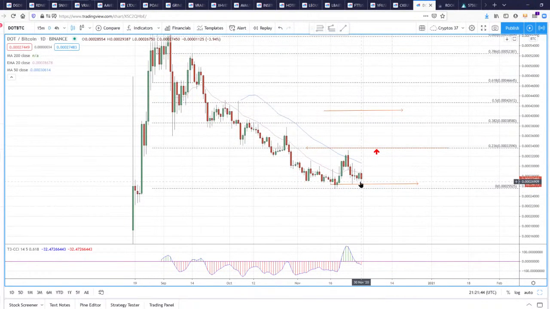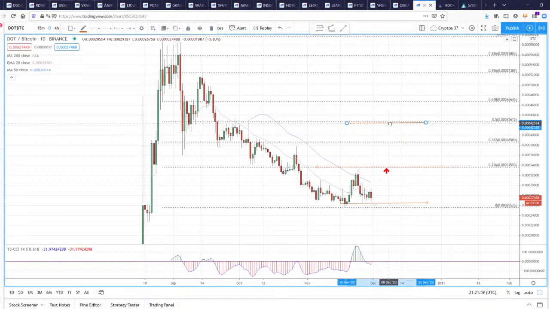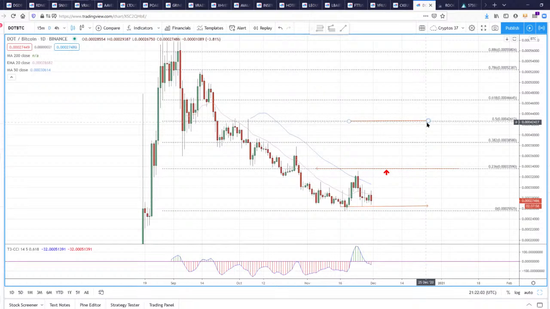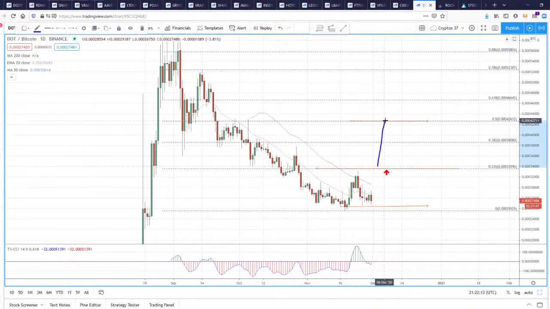So the major resistance, I think, if we just make an ABC correction here, where we have equal measured moves, we need to watch 33,590 in Bitcoin. Above there, we should fly to this 50% level at 42,612. So the main trade here, it's all speculative. We're going sideways. Above 33,590, then we should see 42,612.